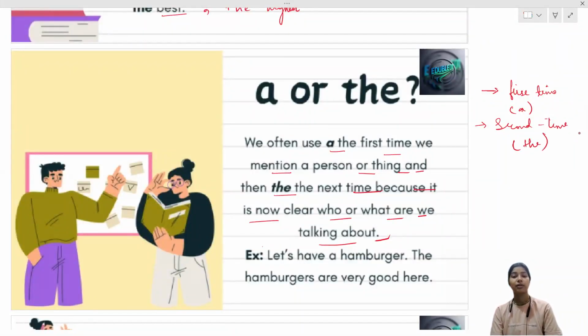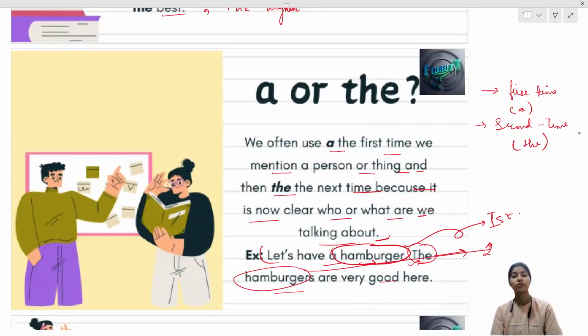Let's have an example. Let's have a hamburger. So about the hamburger in the sentence, I talk about the first time, that is why I'm using a before it. And then, the hamburgers are very good here. So now the second time, I am using the before hamburger. The hamburgers we are talking about is for the second time, and before the second time we put the article the. Okay.